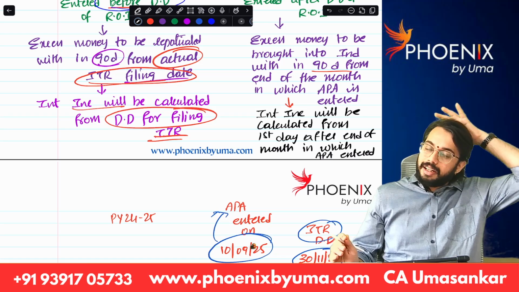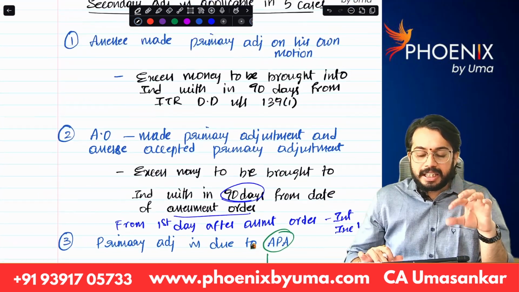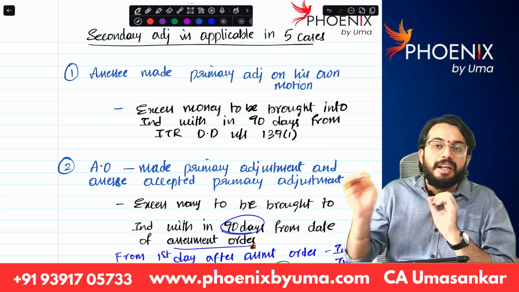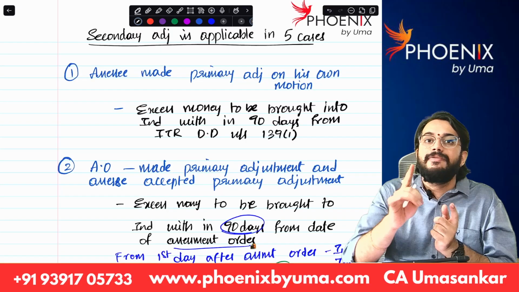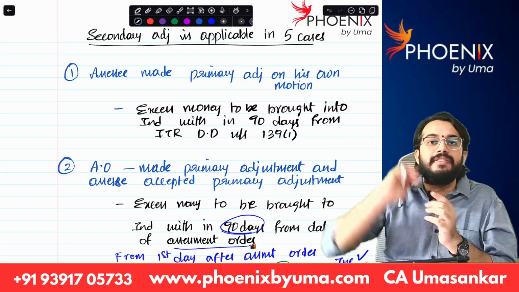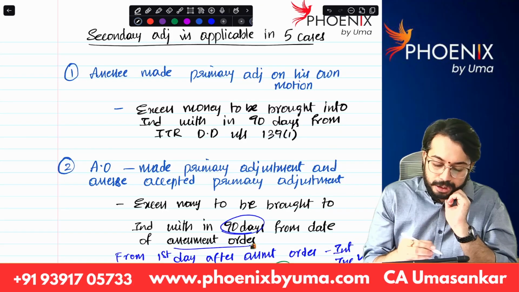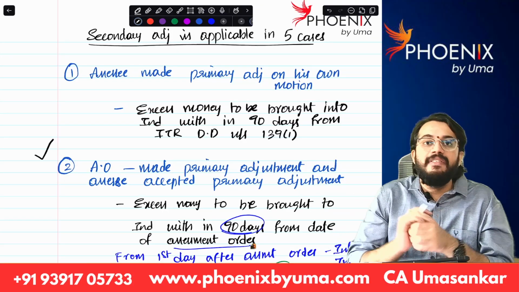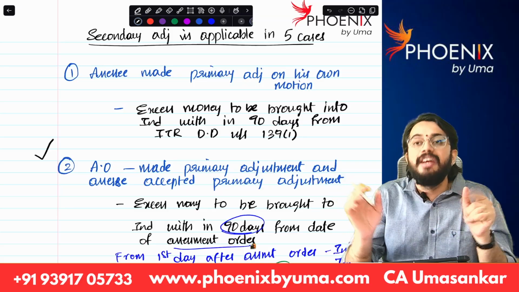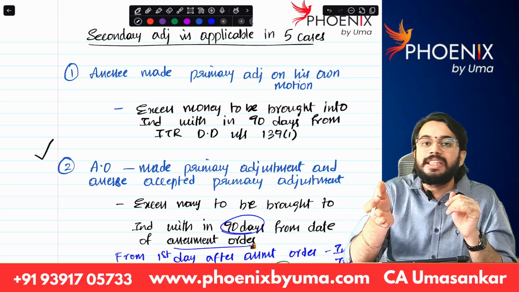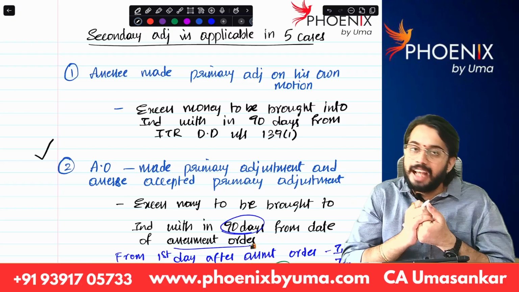So did you understand? See, case 1, case 2, very simple. Case 1: if you do not bring money within 90 days from the ITR due date, from the first day after the ITR due date, interest income will be calculated. Case 2: you have to bring money within 90 days from the date of assessment order. If you do not bring money, from the first day after the date of assessment order, interest income will be calculated.